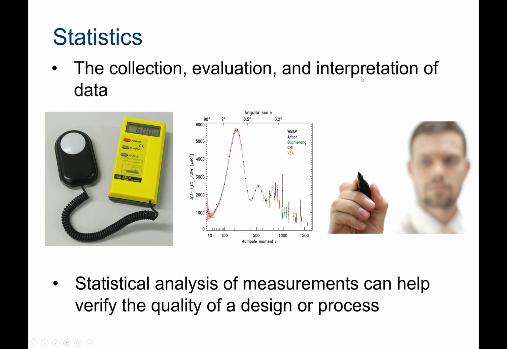Now today we're going to be talking about statistics. Statistics are the collection, evaluation, and interpretation of data. This is really commonly used when you have a series of measurements to help check for what we call quality control. So if you're mass producing 1,000 pieces of something, you want them all to be the same. Statistics allow you to analyze and identify if there's some parts that don't meet your quality measures.